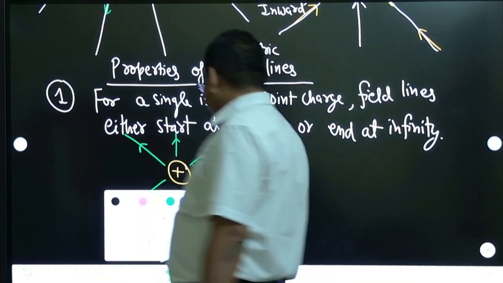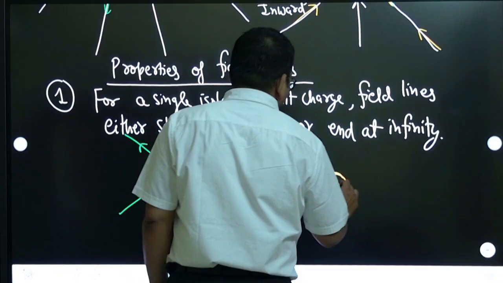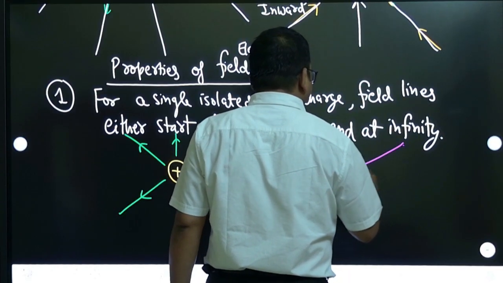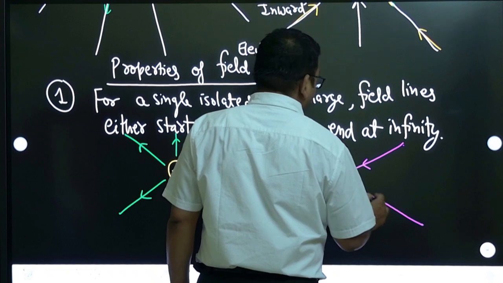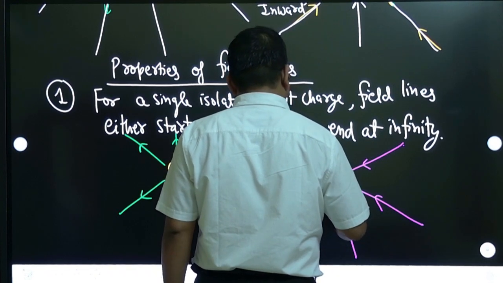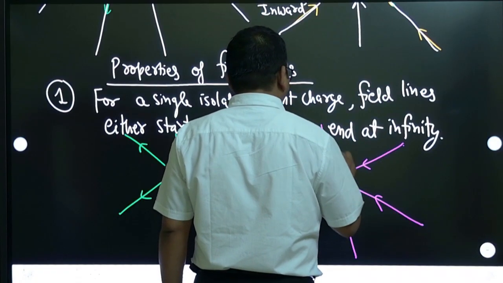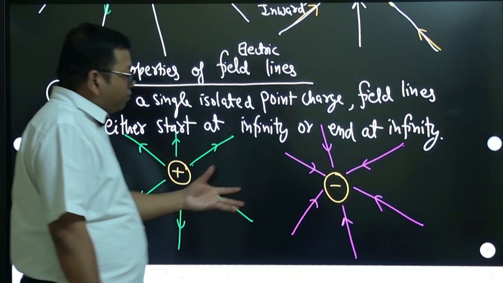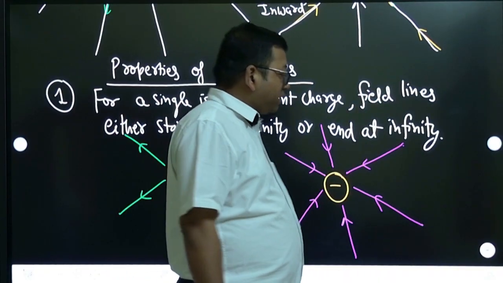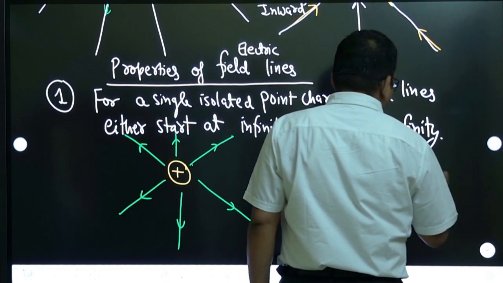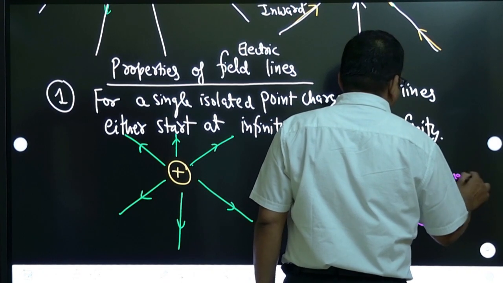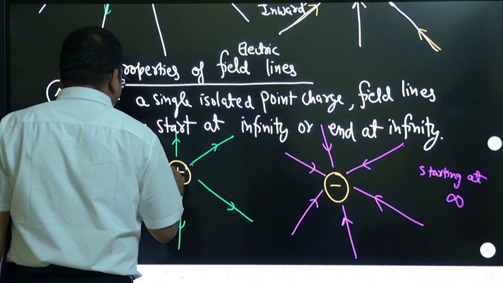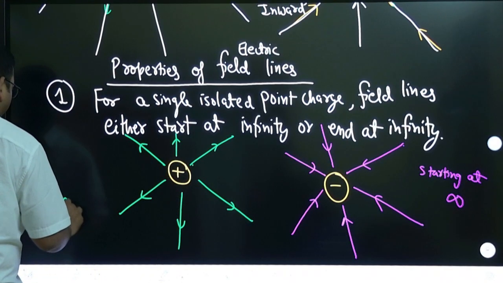But if you take a negative charge, then the field due to this negative charge is starting at infinity and it is reaching this charge like this. Of course, it is non-uniform, though that point we already mentioned, but we are now drawing it like this. Okay, so the field is starting at infinity, and in this case you can say that the field is ending at infinity.